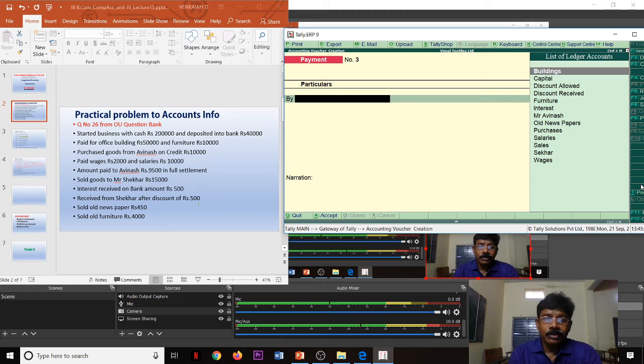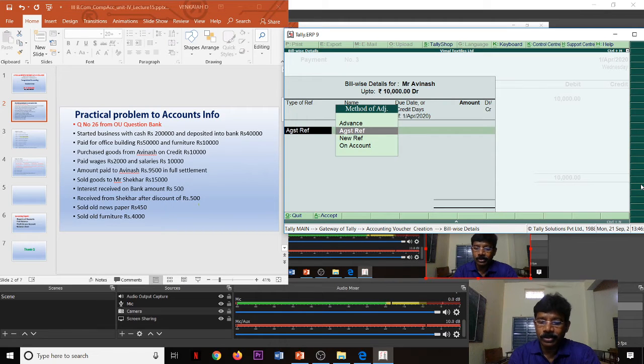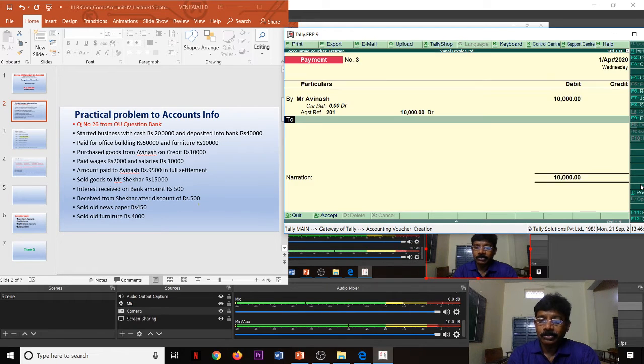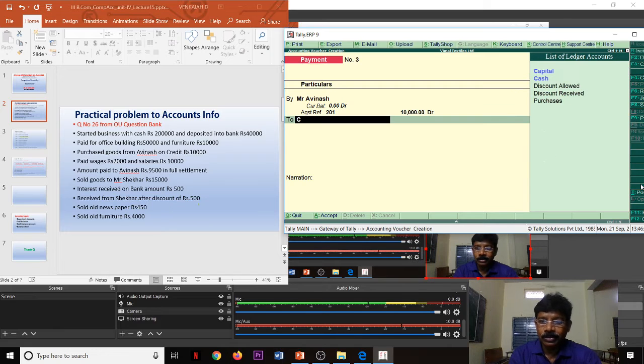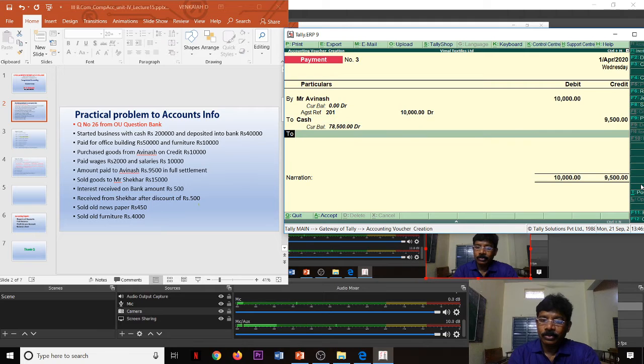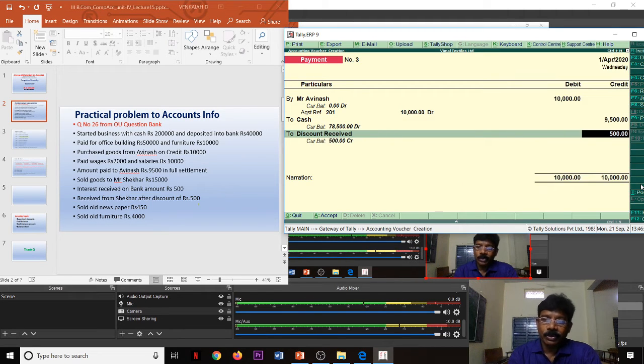Okay. Next, amount paid to Avinash in full settlement of his account. Journal entry usually: Mr. Avinash account debit to cash account and discount account. Avinash amount due, against reference. Avinash amount 10,000, to cash 9,500, to discount received 500.